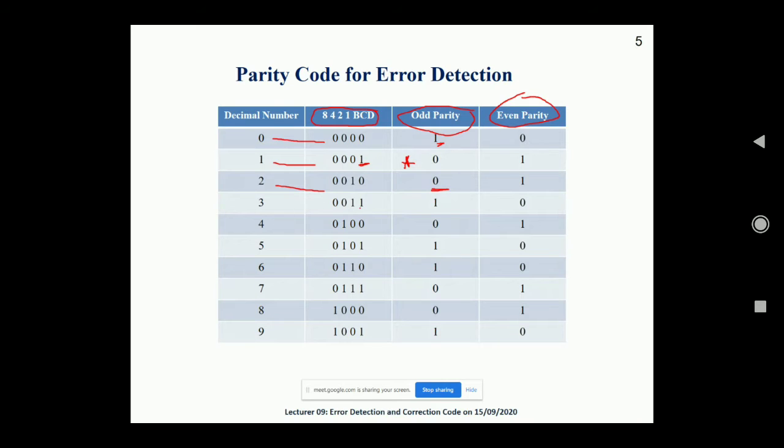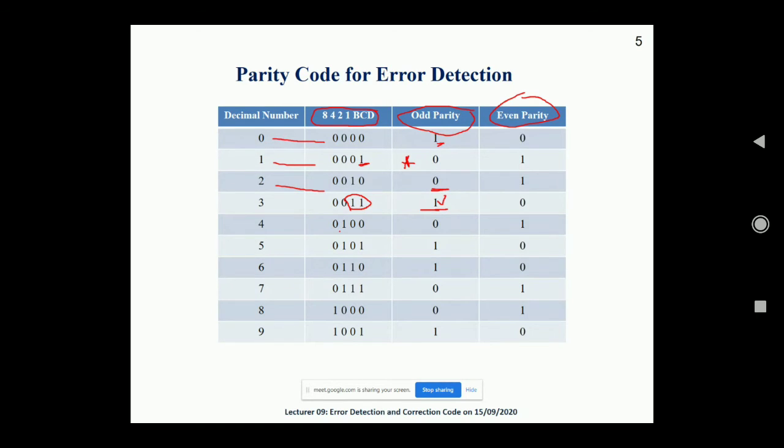Here how many ones are there? Even. An even number of ones has occurred. So we can convert it to odd parity because we are talking about odd parity. So 2 plus 1, only 1 bit is required. It is constructed as odd parity. So this 2 and this 1, 2 plus 1 is 3, and 3 is an odd number, so here we include 1.